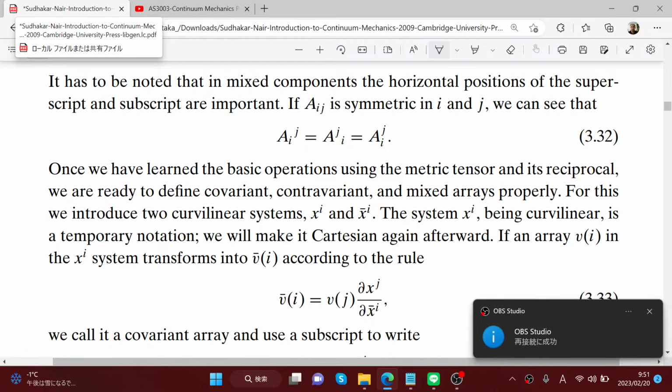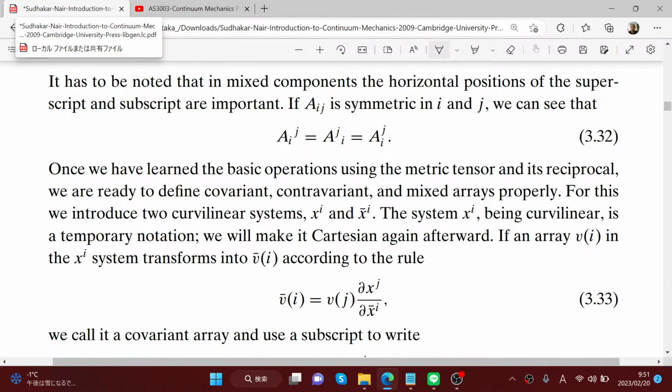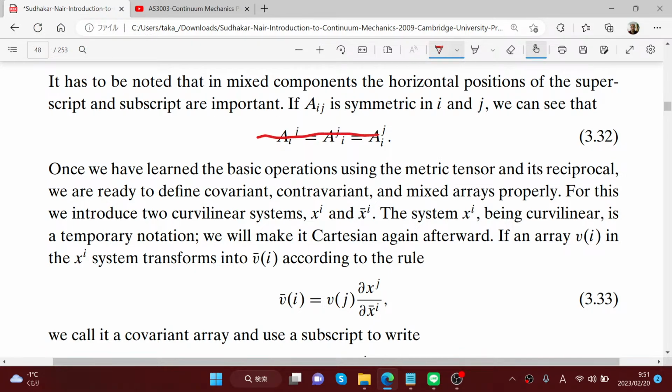Okay. I don't know why this was disconnected. If Aij is symmetric in i and j, we can see that Aij up down, Aj down up equal Aij. Horizontal position. Okay, horizontal position is this.